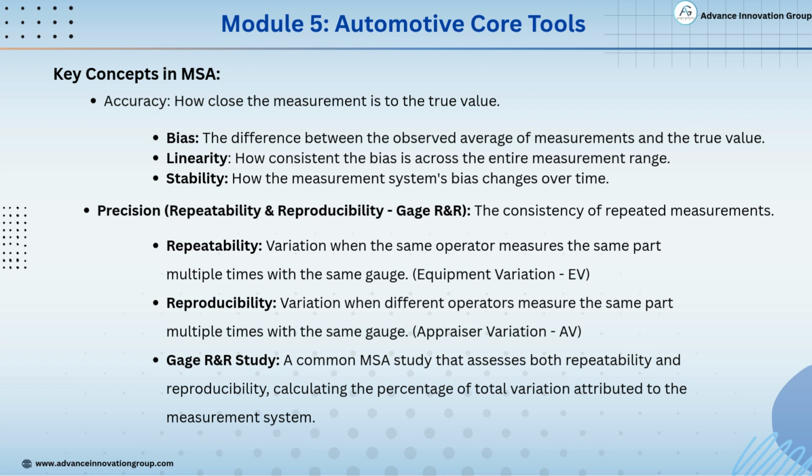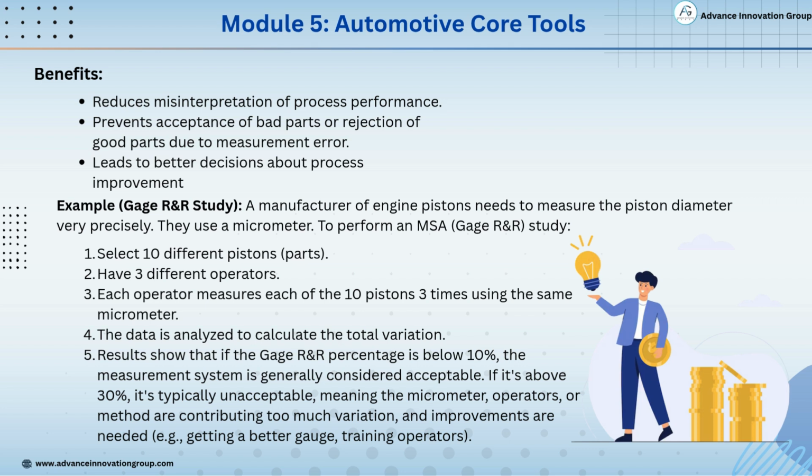When the same person measures the same item with the same tool multiple times, do they get the same result? Reproducibility. When different people use the same tool to measure the same item, do they all get the same result? Finally, we use a gauge R&R study to calculate how much of the measurement variation is due to the measurement system itself.